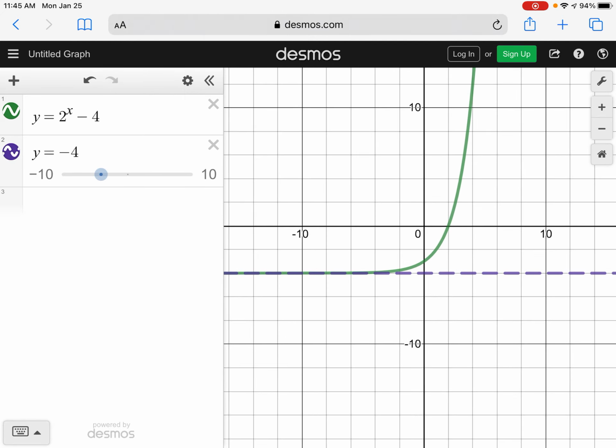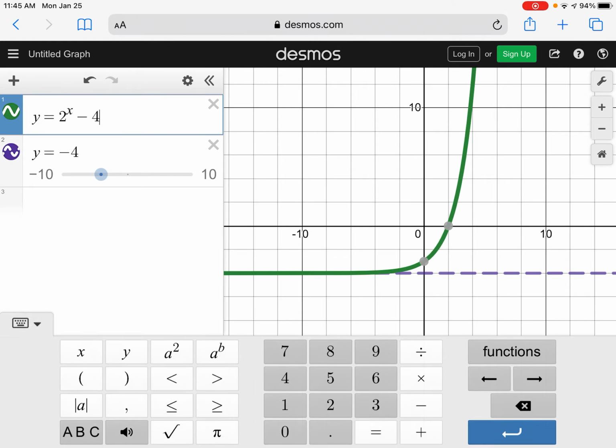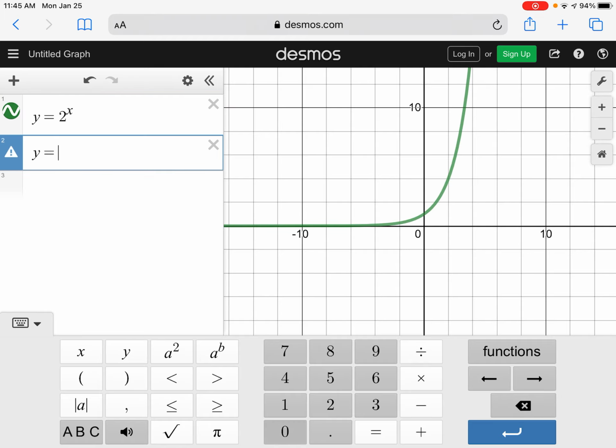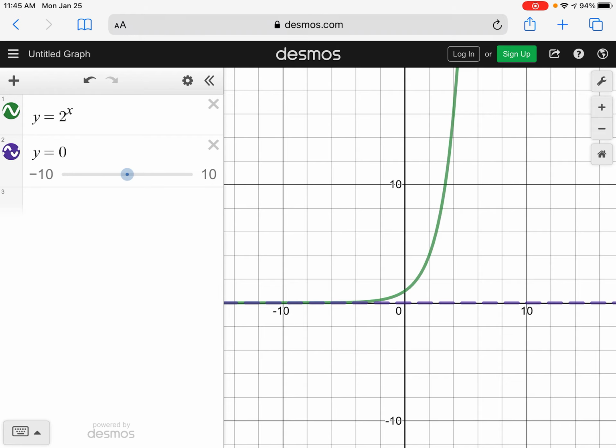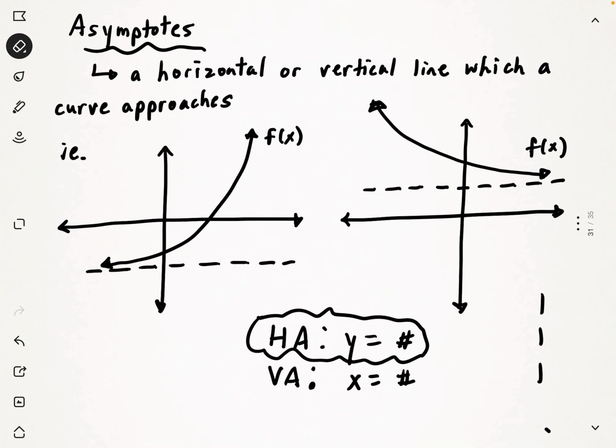Okay, so exponential functions have horizontal asymptotes. They always approach a horizontal line. And for right now, that line will always be y is equal to 0 until we get into translations. Okay, so we have our asymptotes and all that sort of thing. Okay, we have asymptotes, horizontal asymptotes for these graphs.